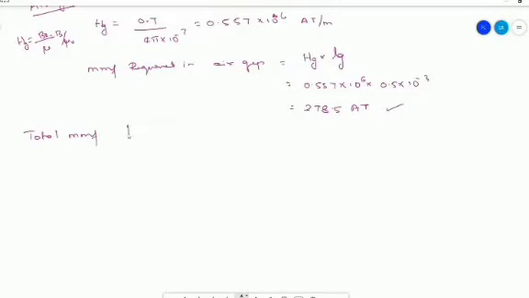The total MMF required. So this includes section 1, section 2 and section 3. 33.2 plus 19.95 plus 278, 278.5.